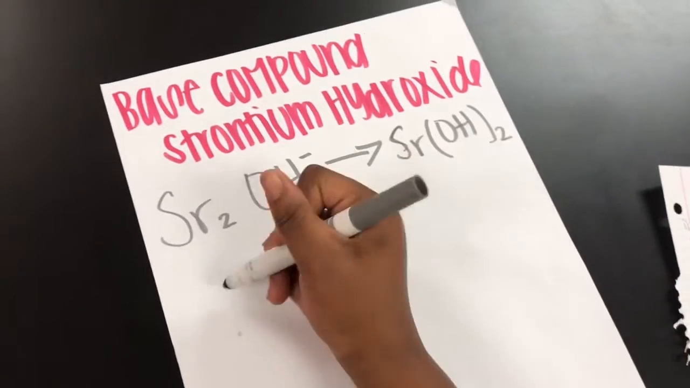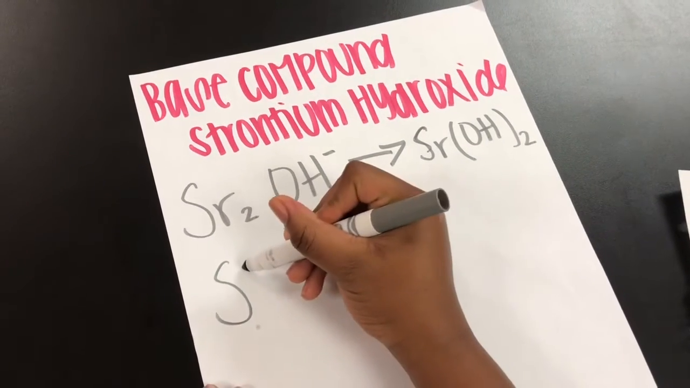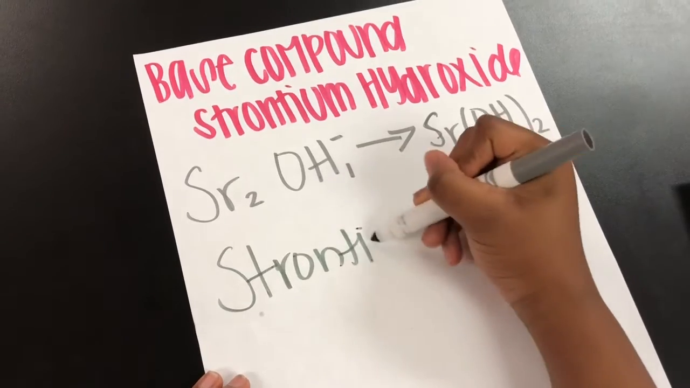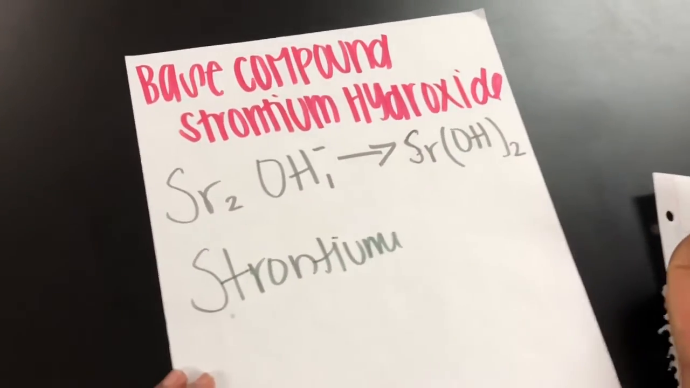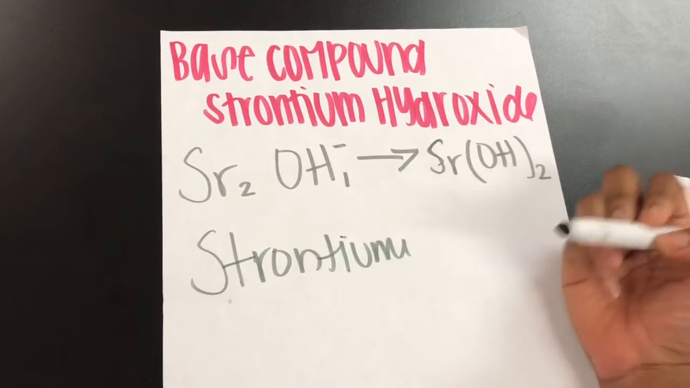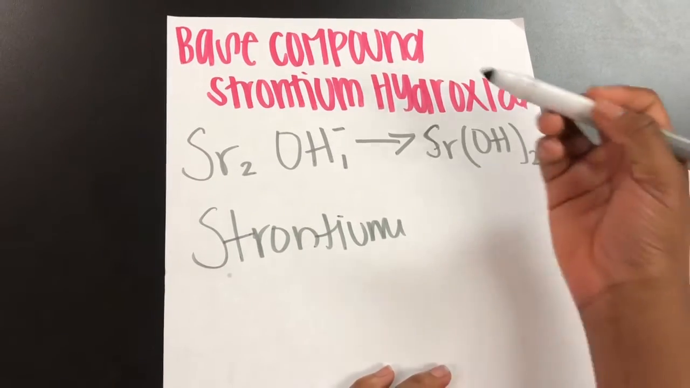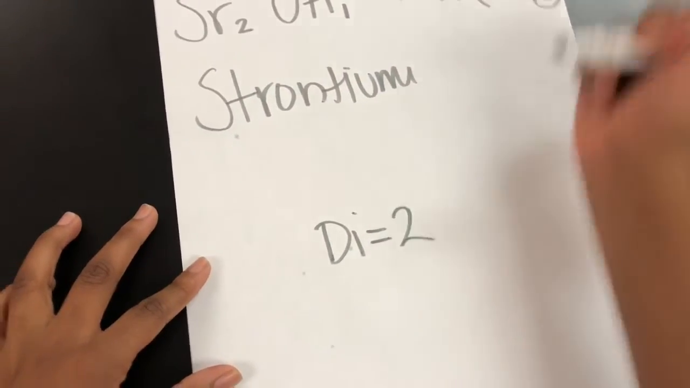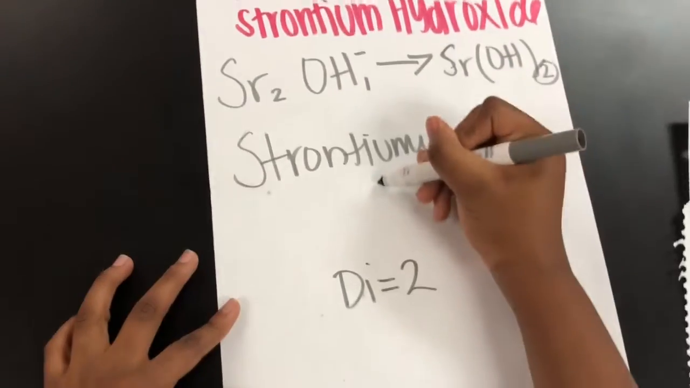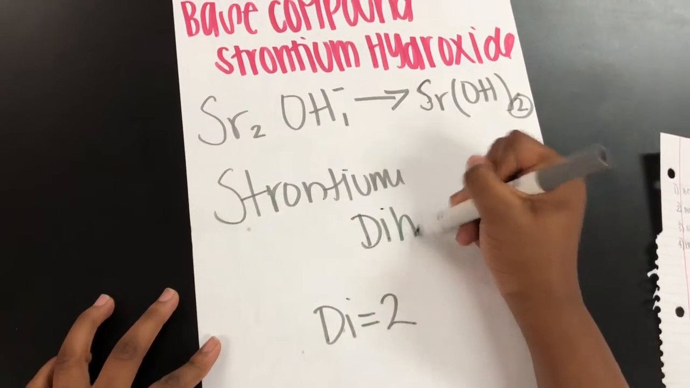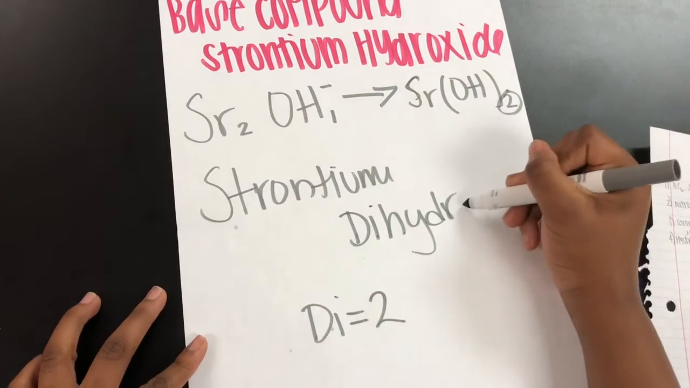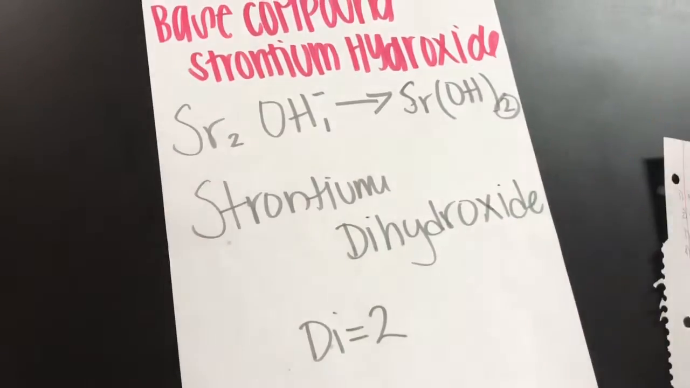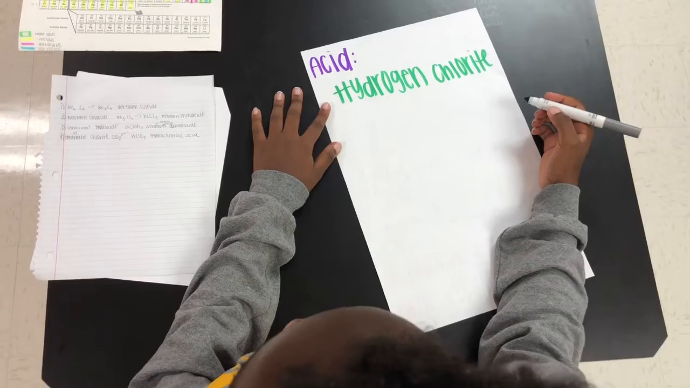So now for naming. So as always, the first one always stays the regular way. Strontium. And so now we change hydroxide to dihydroxide because it has 2. And so now we're going to put dihydroxide. And there you go.